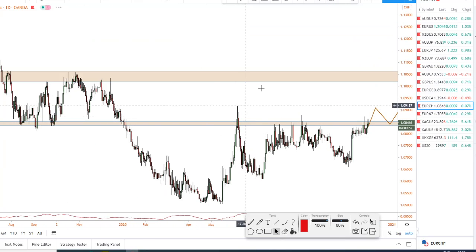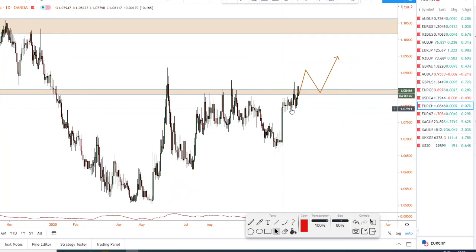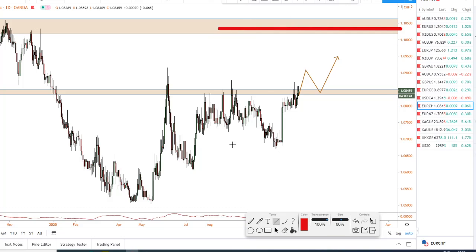So as you can see here, we got a very nice room to the upside, so it's very easy for us to get a 1:2 risk to reward ratio here, because the next level of resistance is here. And even if we enter somewhere here with this as a stop loss, we've got plenty of room. So it's definitely more than 1:2.5 or something like that.